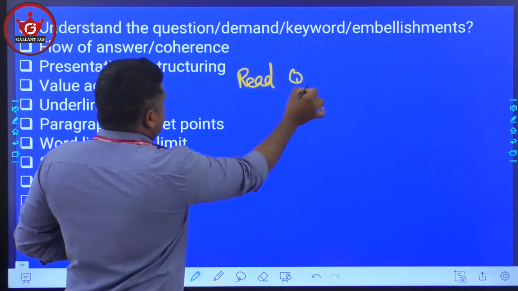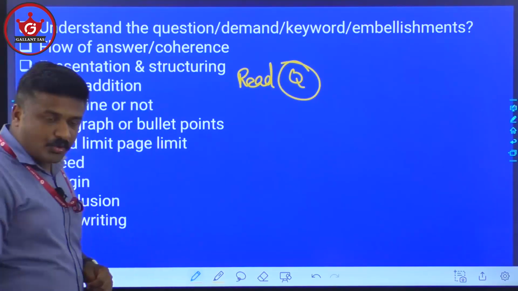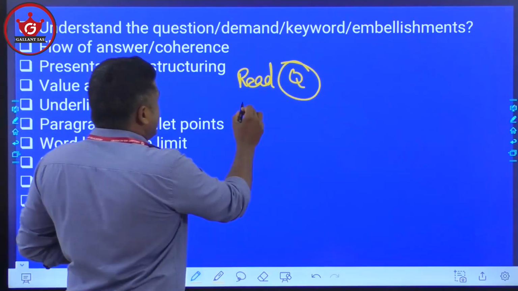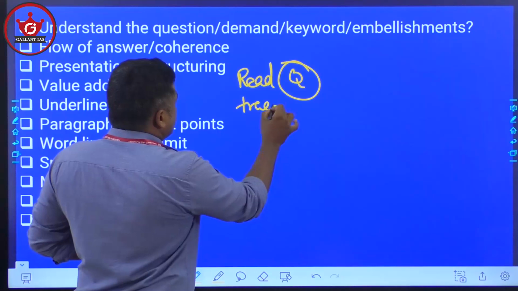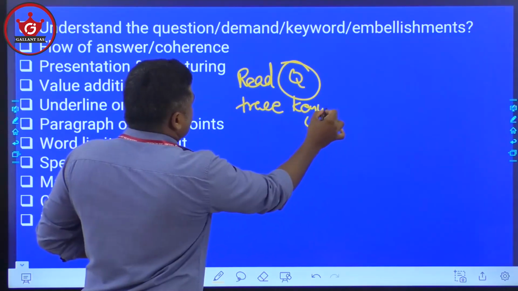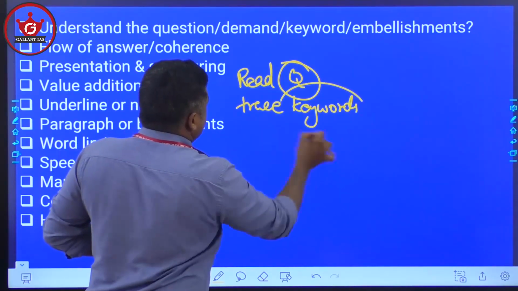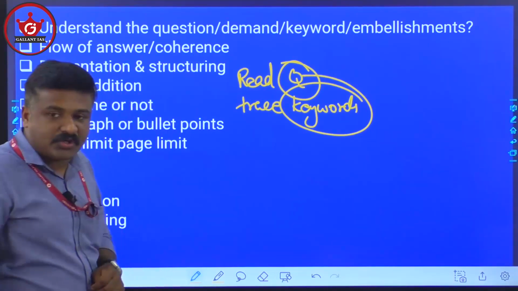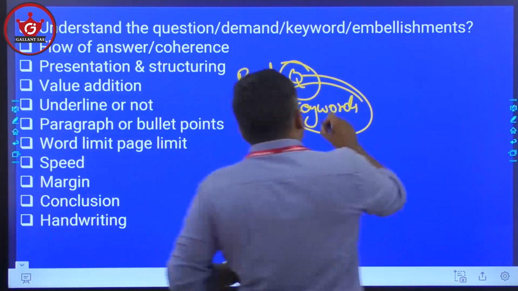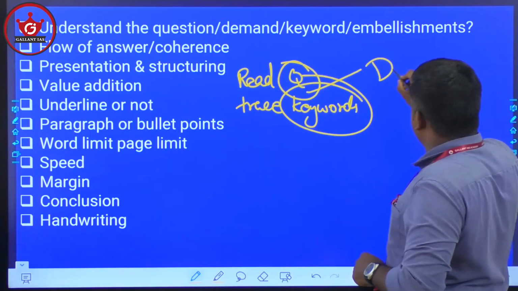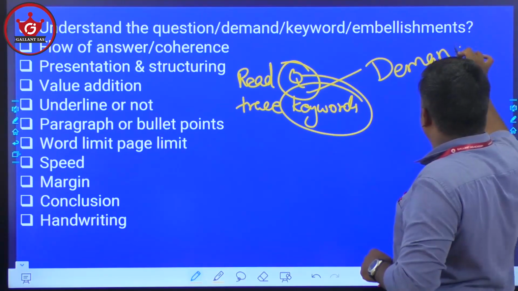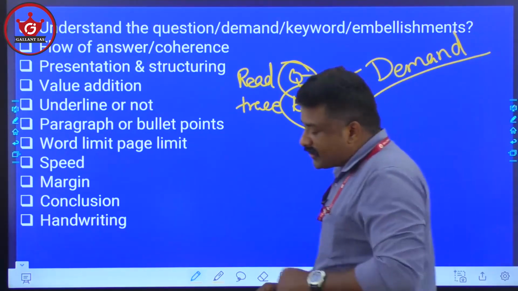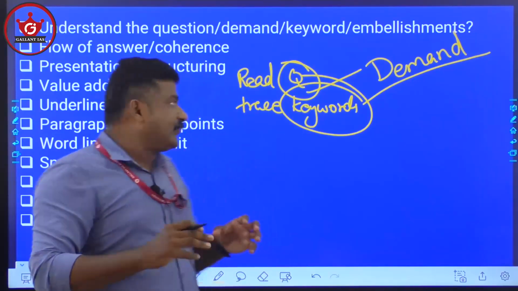You read the question and try to trace the keywords. What are the keywords given in the question? Try to understand the keywords given in the question. Then, of course, the most important thing is the demand. You try to understand what is the demand of the question.